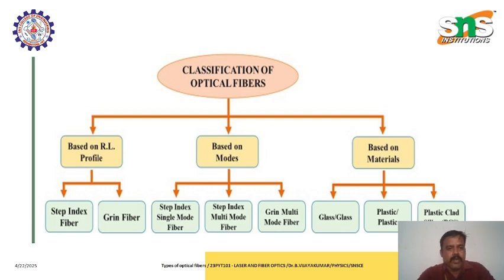The classification of optical fiber is based on three categories: refractive index profile, mode, and material. Based on material, it is classified into three categories: glass, plastic, and plastic-clad silica. This is the formation of core and cladding of glass. Based on number of modes, it is single mode and multimode. Based on refractive index, it is step index and graded index. This flow chart clearly explains the classification, or types, of optical fiber.